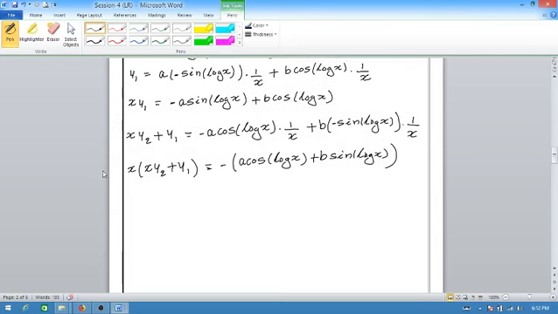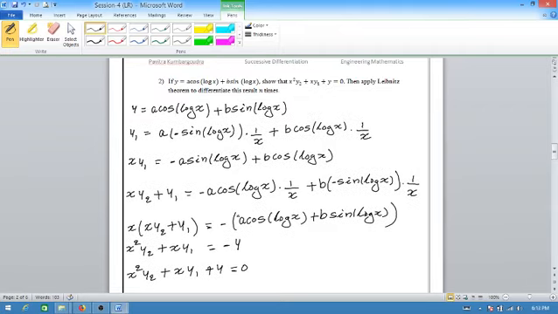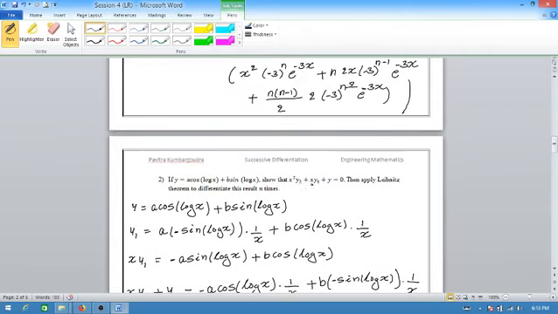So multiply these two. So what you will get? x square y2. So this is x square y2 plus x into y1 is equal to minus, this term becomes y here. This y you take this side. So that will be x square y2 plus xy1 plus y is equal to 0. So this is our required result here. So x square y2 plus xy1 plus y is equal to 0.